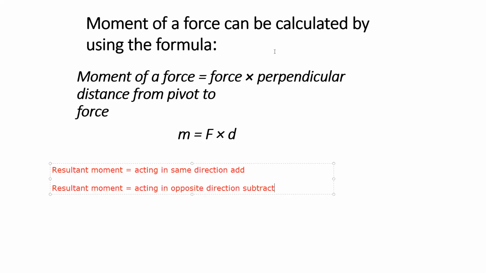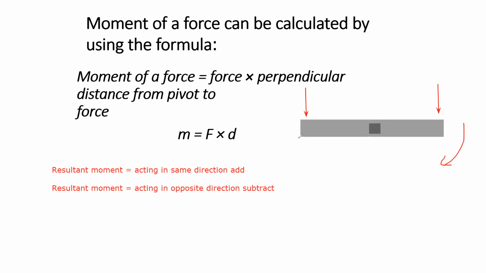So if an object is pivoted at the center, this is the pivot, and we are applying forces. One is trying to cause a clockwise moment, another one is trying to cause an anti-clockwise moment. In this case, because the two moments are in opposite directions, to get the resultant we will subtract.